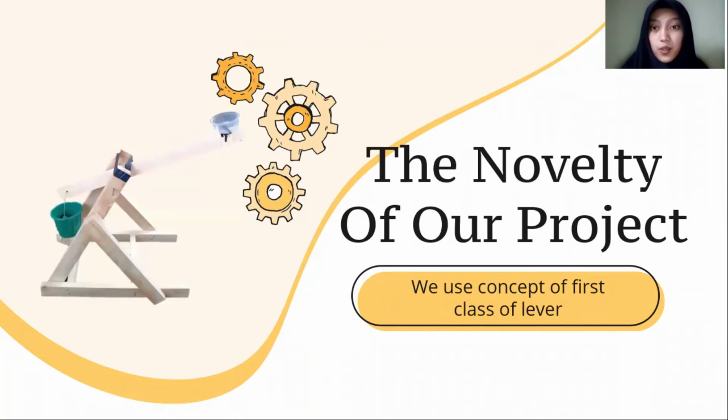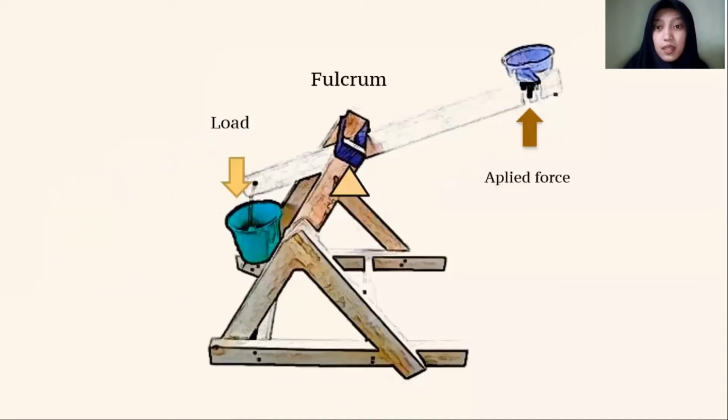For the novelty of our project, we use the concept of a first class lever and also the concept of a trebuchet catapult, but we made some modification. We didn't use the rope at the end of the power arm to throw the ball, but we manually throw the ball by utilizing the weight and the height. In this way, we can adjust the distance of the thrown ball. And here is the place of the load, the fulcrum, and the applied force of our design.